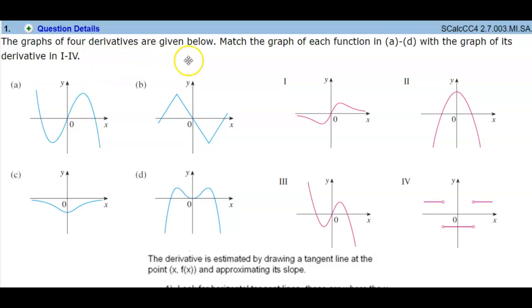The graphs of 4 derivatives are given below. Match the graph of each function in a through d, which is on the left here, and then we're going to match it with the graph of its derivative over here with the Roman numerals from 1 to 4.